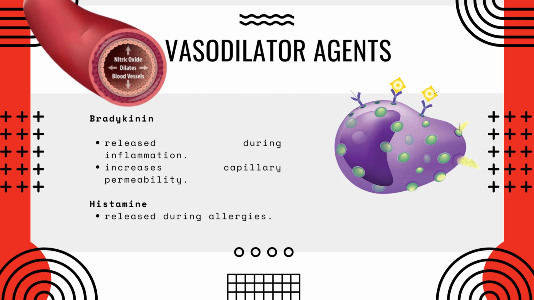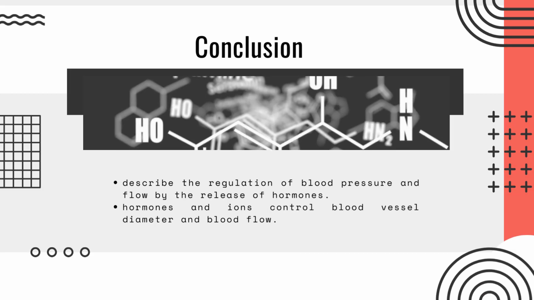The next agent is the histamine. We have histamine, which is released during allergies. Histamine stimulates the secretion of other substances that can contribute to inflammation, such as mucus and fluid in the nasal passages, which is why it is involved in the symptoms of allergies and other inflammatory conditions. However, excessive release of histamine can also cause adverse effects such as flushing, itching, and hives.